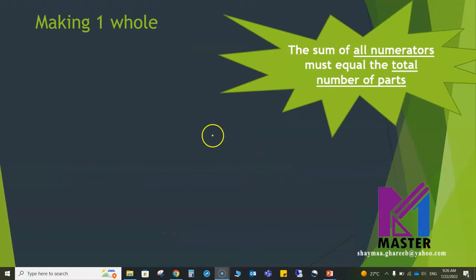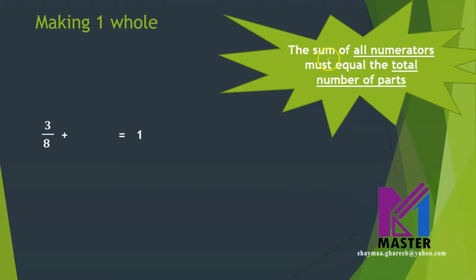Let's see this. The sum of all numerators must equal the total number of parts. So when we add, sum means that we total, or that we're going to add. So when we add all the numerators together, they must equal the total number of parts when we have 1 whole.